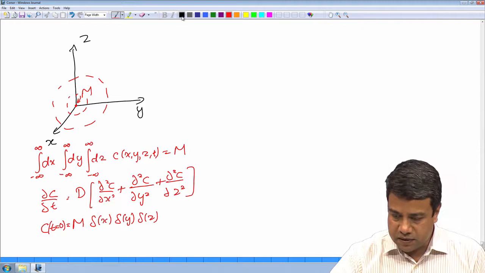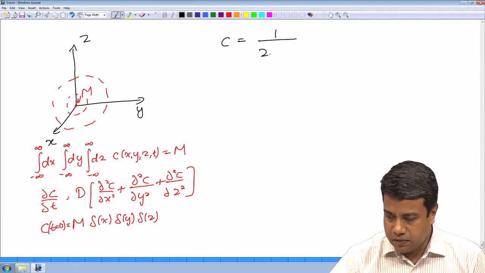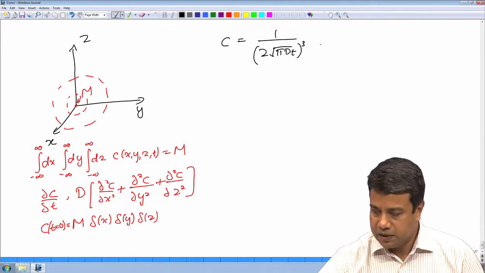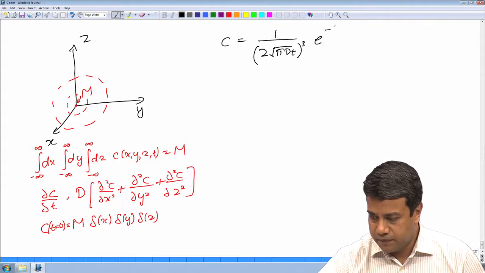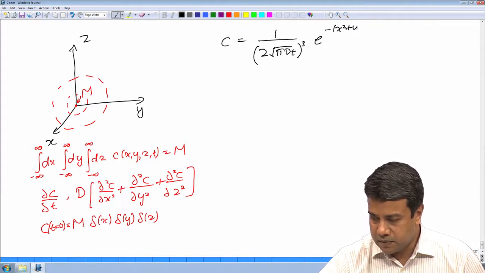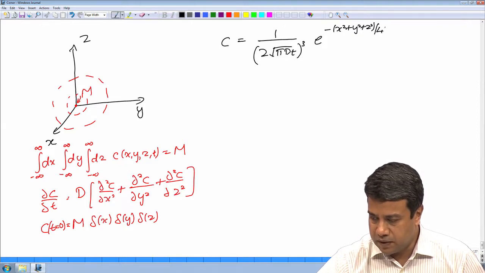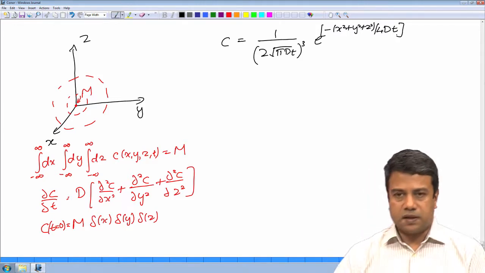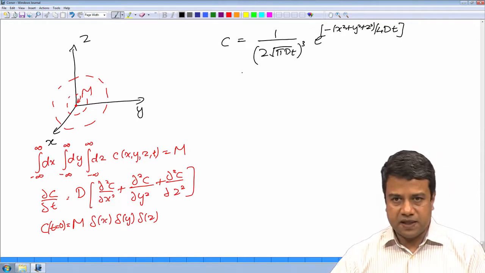And the solution for this concentration field is exactly analogous. C is equal to 1 by 2 root pi dt whole cubed, e power minus x square plus y square plus z square by 4dt. This is a Gaussian function in 3 dimensions, and it is spreading symmetrically.